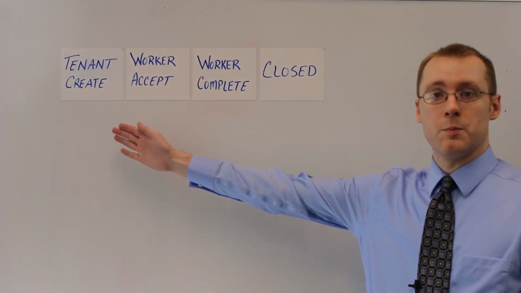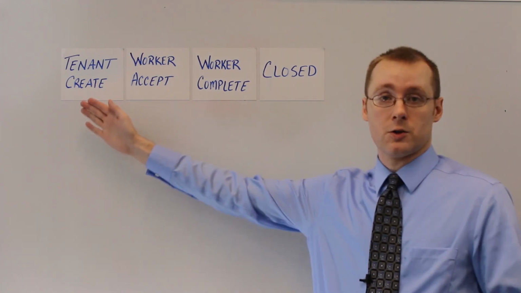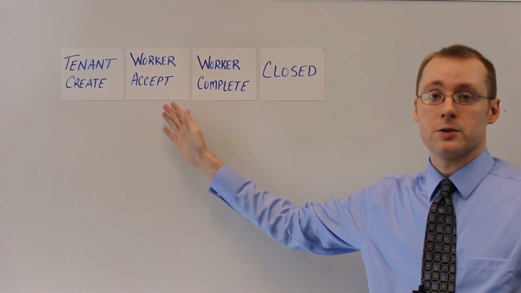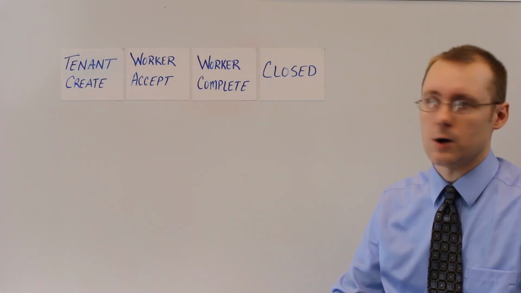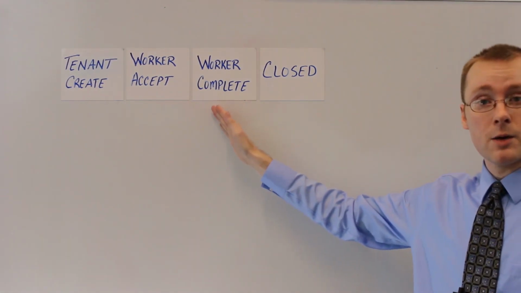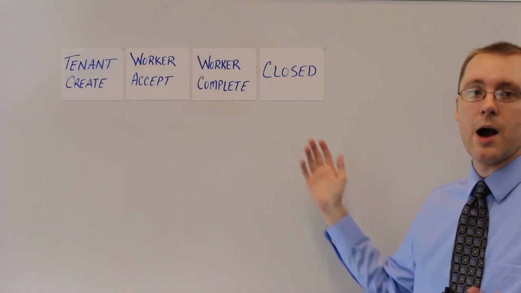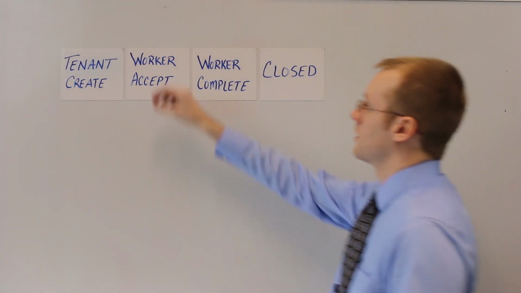So this is the most basic workflow that you can have for a service request. A tenant would create a service request. It would be dispatched to workers who were trained for that type of request. So if it was a lighting request, you have workers who could perform lighting requests. They would accept that work, and then they would complete that work, and it would move to a closed state. So we're going to take a look at how we can customize this workflow depending on your property operations needs.